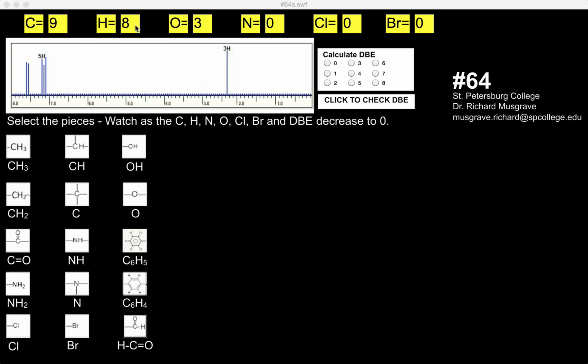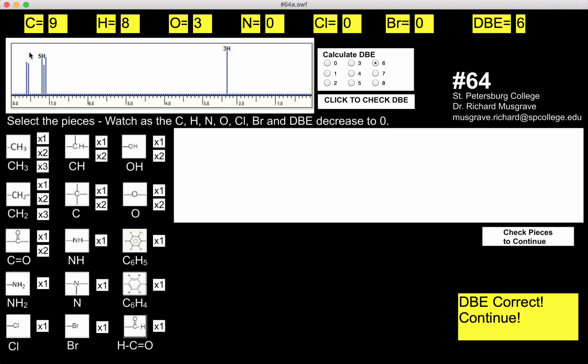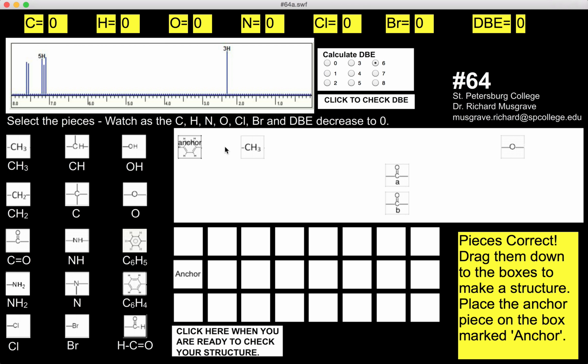This one is C9H8O3 and it would have 6 double bond equivalents. We have a 5H over here in the aromatic region, that'll be C6H5, and we have a CH3 group over here. What's left? We've got 2 C's, 3 O's, 2 double bond equivalents. That would indicate a C double bond O, or 2 C double bond O's, and an O, and everything's counted down to 0, so we probably have the right pieces.